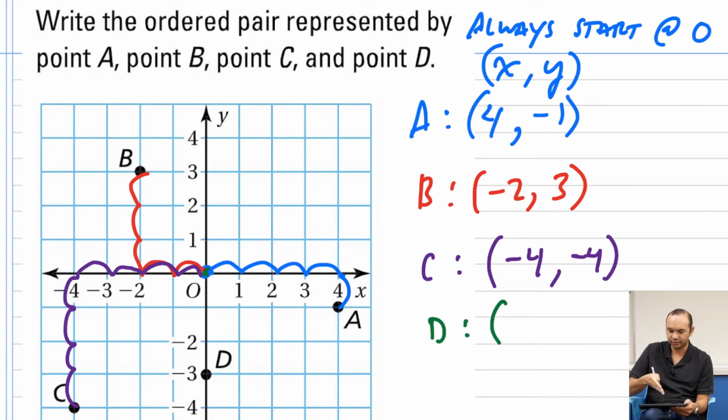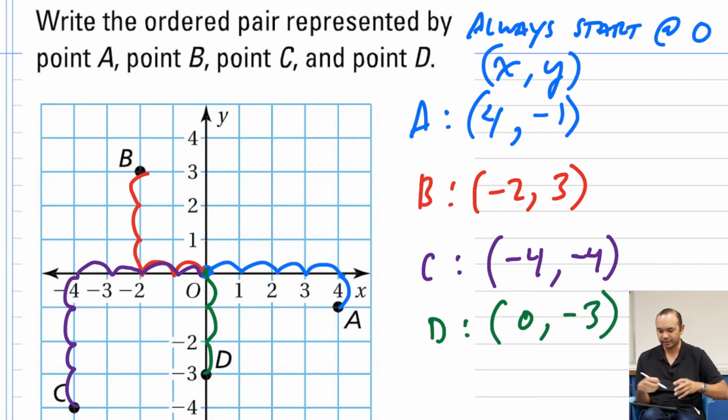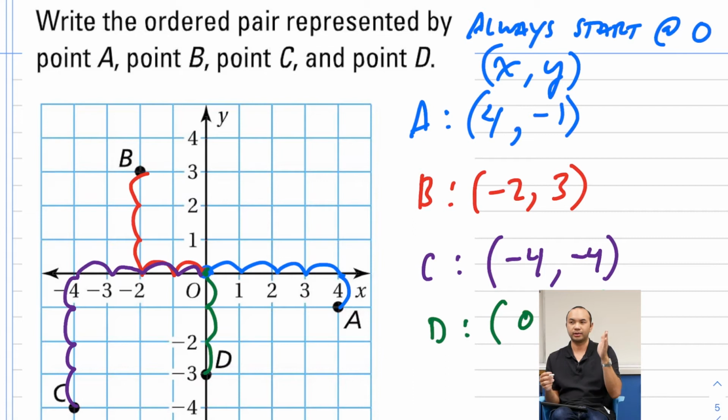Well, it's already on the y-axis, so I don't have to go left or right. So that's 0, because I didn't have to go anywhere left or right. And I go down 1, 2, 3. So that's a negative 3. So 0, negative 3.